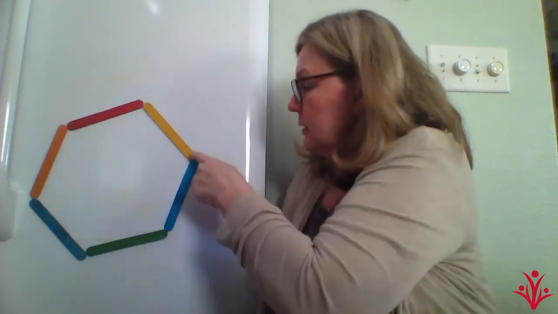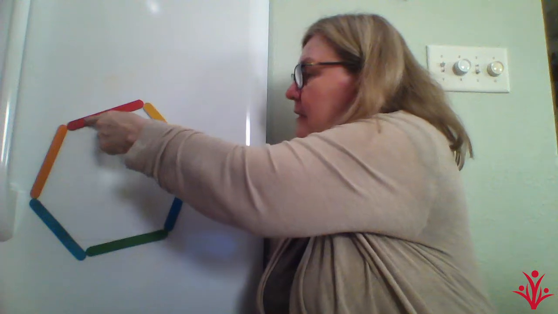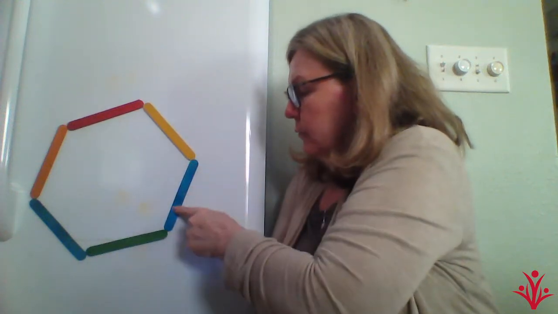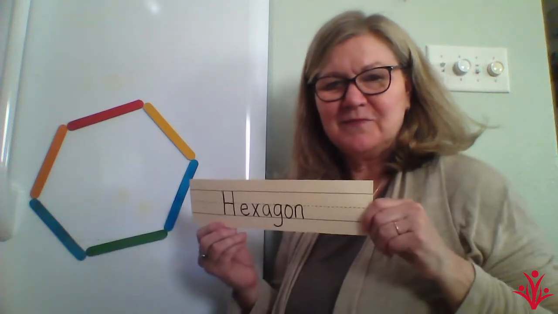So now let's count the corners on this one. 1, 2, 3, 4, 5, 6. This has 6 corners and 6 sides. 1, 2, 3, 4, 5, 6. This is called, did you say hexagon? This is a hexagon. That's what a hexagon looks like.